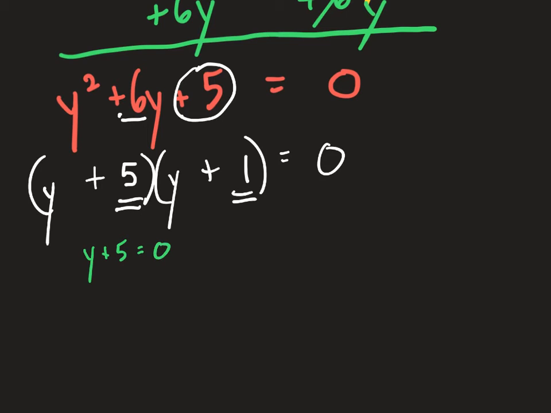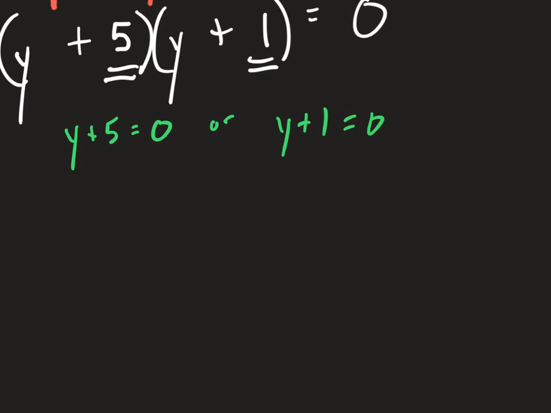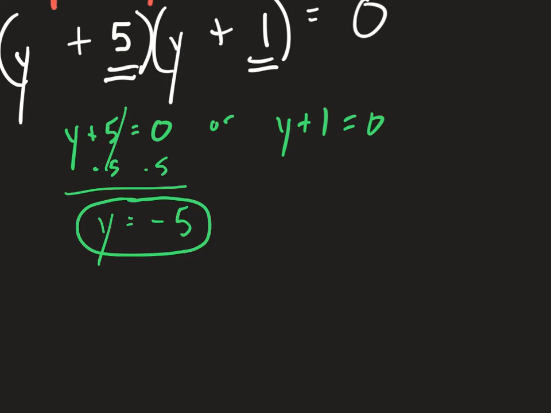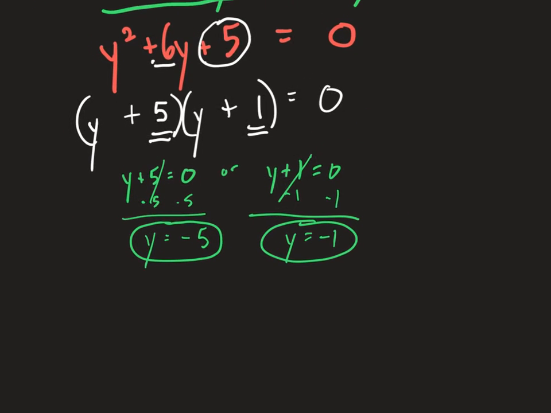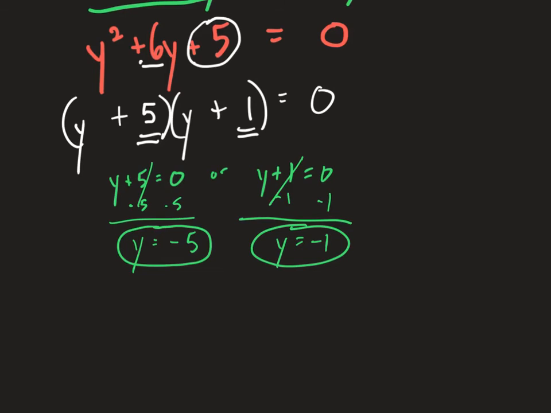y plus 5 equals 0 or y plus 1 equals 0. And then work those out algebraically. Subtract 5. Subtract 1. And you should end up with 2 different answers, negative 5 and negative 1.